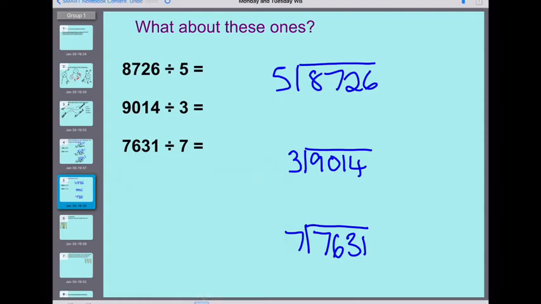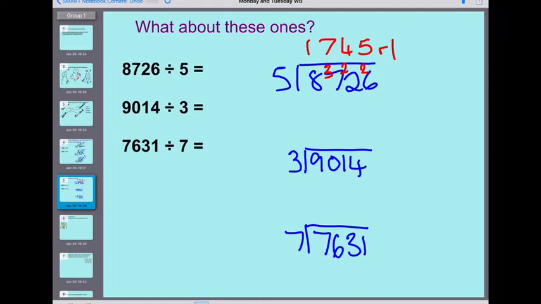Fabulous, welcome back. So 5s into 8 goes once with 3 remaining. 5s into 37 goes 7 with 2 remaining. 5s into 22 go 4 with 2 remaining. And 5s into 26 go 5 with 1 remaining.